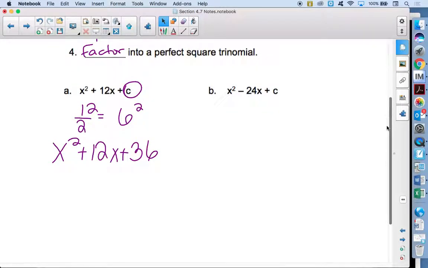And then the last step would be to factor it. Well, now that I have it as a perfect square, we can break it down as a factored form. So Sarah, how does that factor? It would be x plus 6. Yeah, x plus 6 squared.